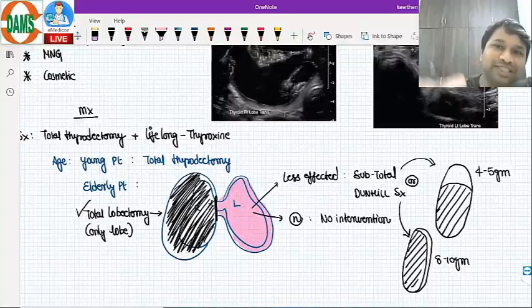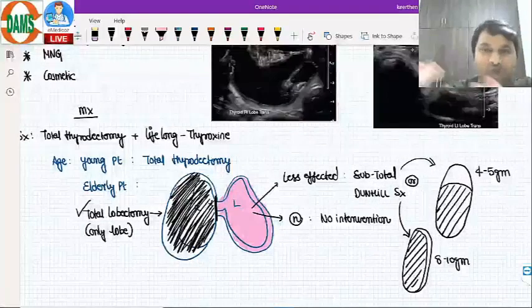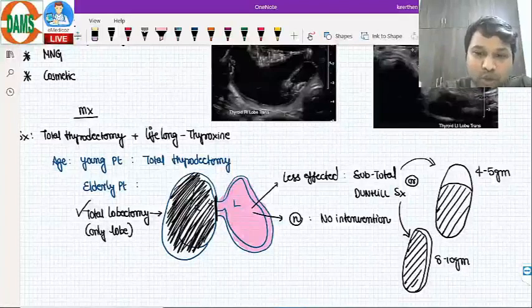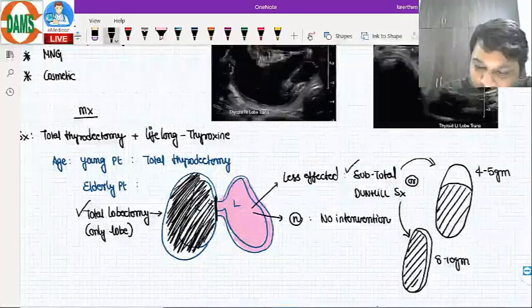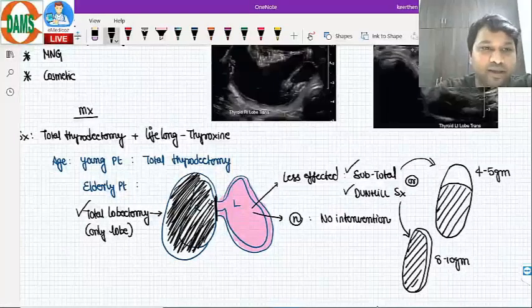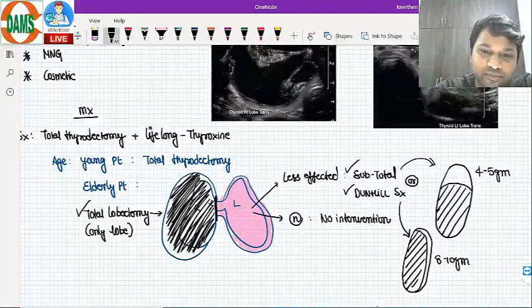Contralateral lobe, you will see whether it is affected or not affected. If it is normal, there is no intervention required. If it is going to be affected, I will go either with subtotal or Dunhill surgery. I'll go with subtotal or Dunhill surgery. Good to go.